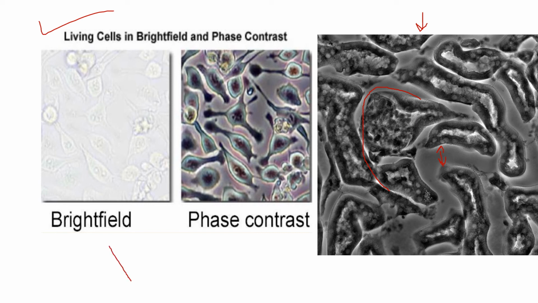If we compare the bright field and phase contrast microscopy images, in bright field we can make out that there's something present in the cell. But what else can you make out in this image? Nothing. You can see that there's something present on the slide, but you cannot make out the shape, size, and everything. So phase contrast microscopy gives you higher visibility as compared to bright field.